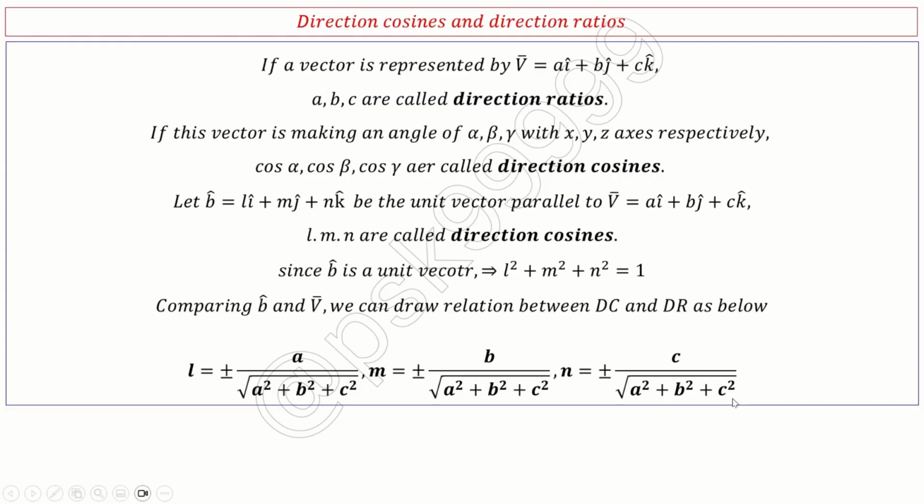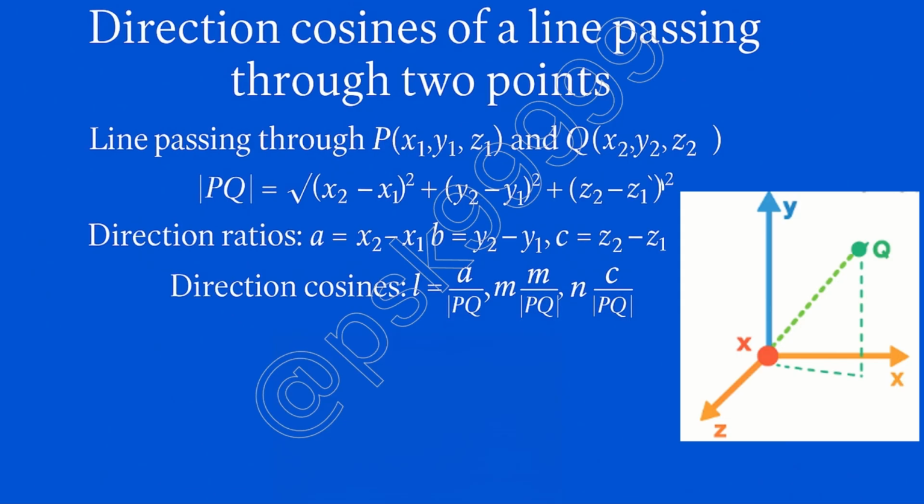There are several questions based on direction cosines and direction ratios, which we can solve. Take the direction cosines of a line passing through 2 points. If you are given 2 points in 3D space, the distance PQ between them is the square root of (x2 minus x1) whole square plus (y2 minus y1) whole square plus (z2 minus z1) whole square. The direction ratios are a equal to x2 minus x1, b equal to y2 minus y1, c equal to z2 minus z1. These are my direction ratios because these are 2 points. If I write the line equation, I get (x2 minus x1) i hat plus (y2 minus y1) j hat plus (z2 minus z1) k hat.